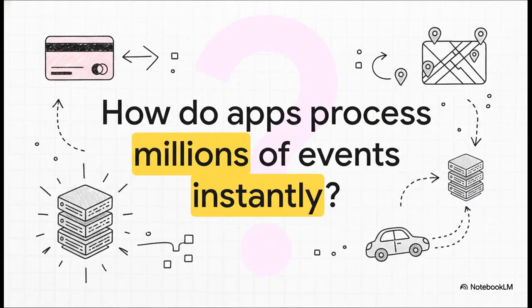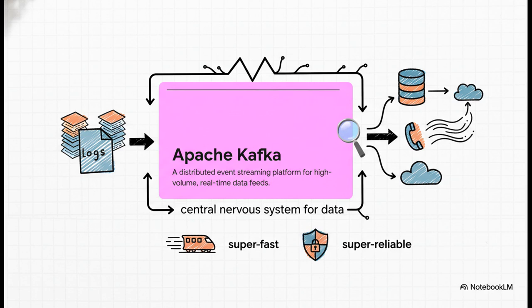So, have you ever wondered how your bank can flag a weird transaction moments after you swipe your card? Or how a ride sharing app can track thousands of cars all at once in real time on a map? Well, the secret sauce involves handling this insane nonstop stream of data, these events. But how on earth do they pull it off? Well, say hello to Apache Kafka.